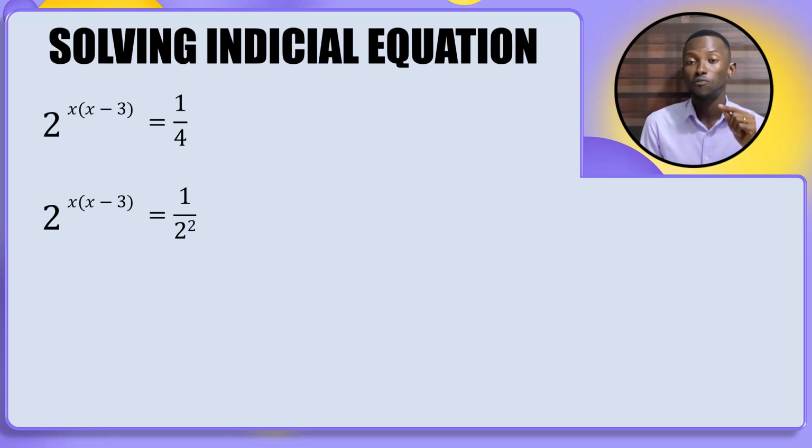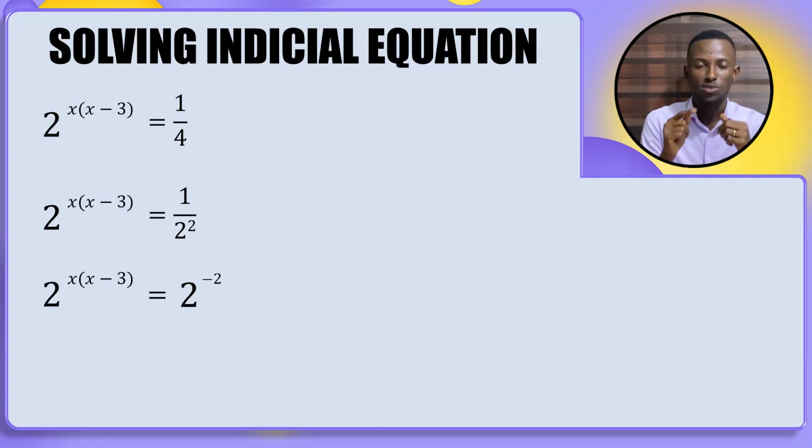So 1 over 4 is the same as 1 over 2 exponent 2. What is the next thing we need to do? The next step is to change the 1 over 2 exponent 2 to 2 exponent negative 2. If you find this step confusing, I already have a lesson on negative index law. If you have not watched that lesson yet, then maybe that is why you find this step quite confusing.